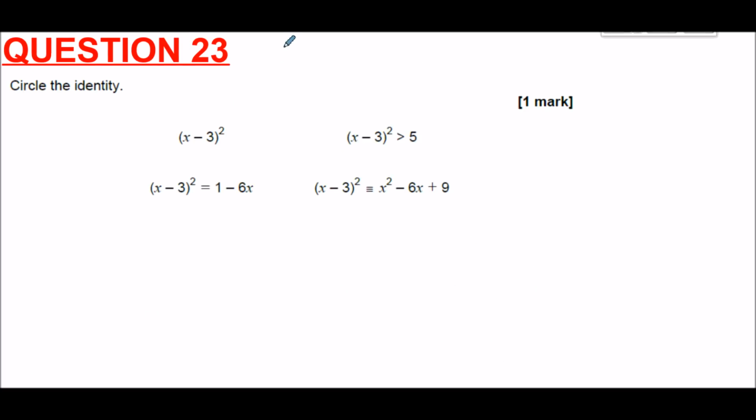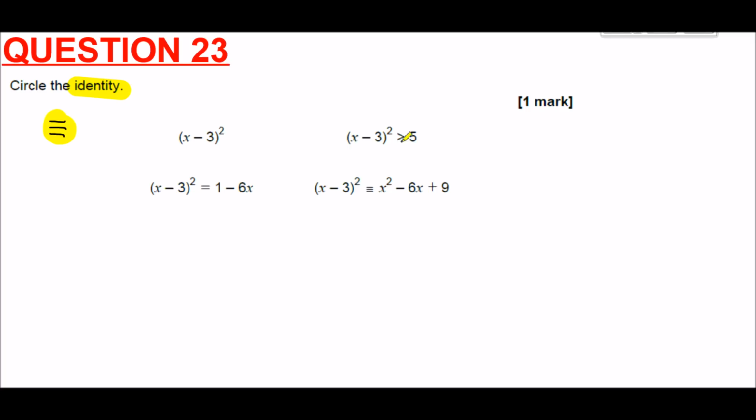Question 23. Circle the identity, it says. Well, the identity has a special symbol. The identity has a symbol where it's a three-barred equals sign. The difference with an identity and an equation is an equation is sometimes true just for some values of x, whereas an identity means it's exactly the same thing and is always true.